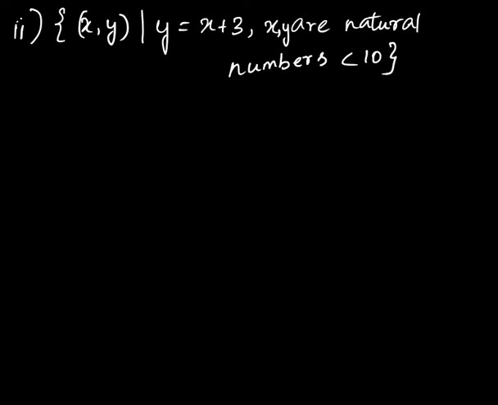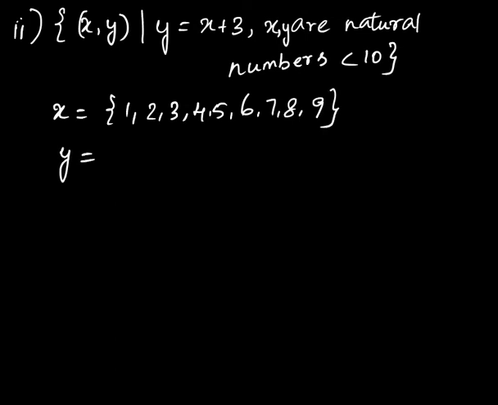So the next question, {(x, y) : y = x + 3} and x, y are natural numbers less than 10. So they have given x and y are natural numbers, so it will start from number 1 and the values are less than 10. So you have x values 1, 2, 3 up to 9. And y values also will be the same.